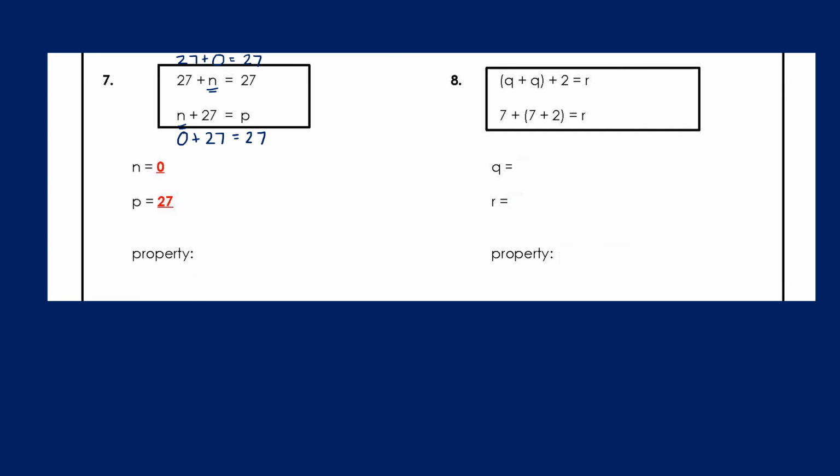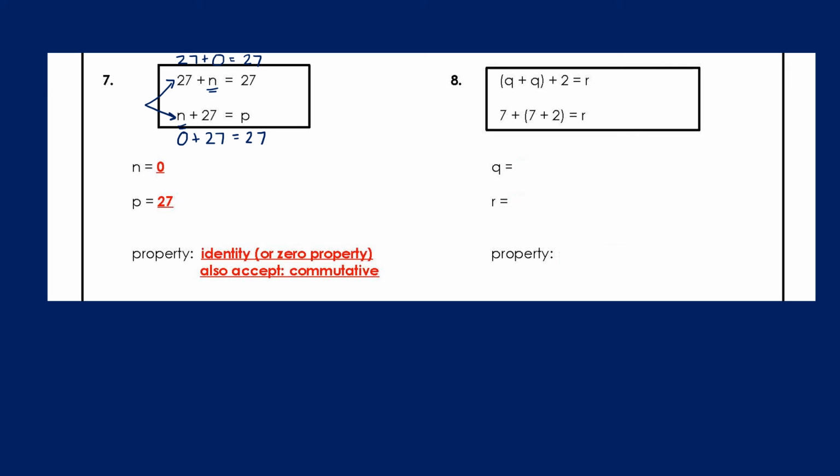Two things are happening here. Okay, one, we have the identity property or the zero property going on here. But then in addition to that, we've also changed the order of the addends, which is the commutative property. So we have the identity or zero property and also the commutative property.